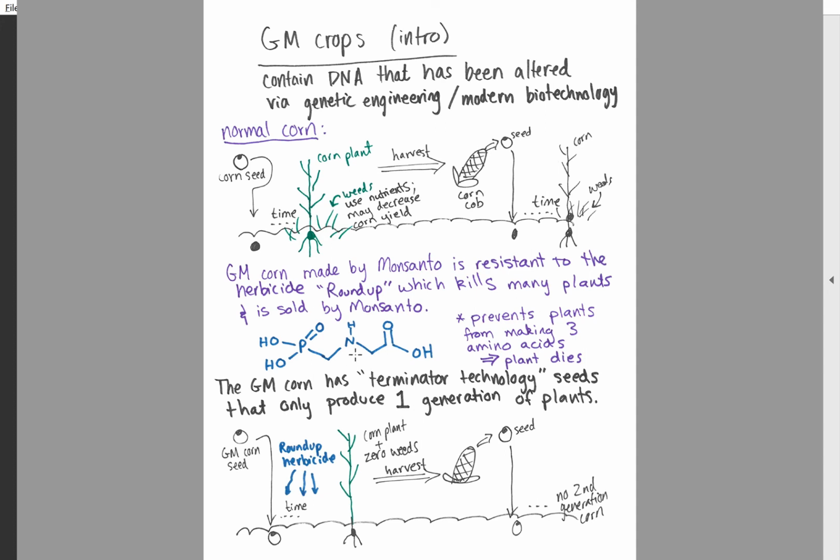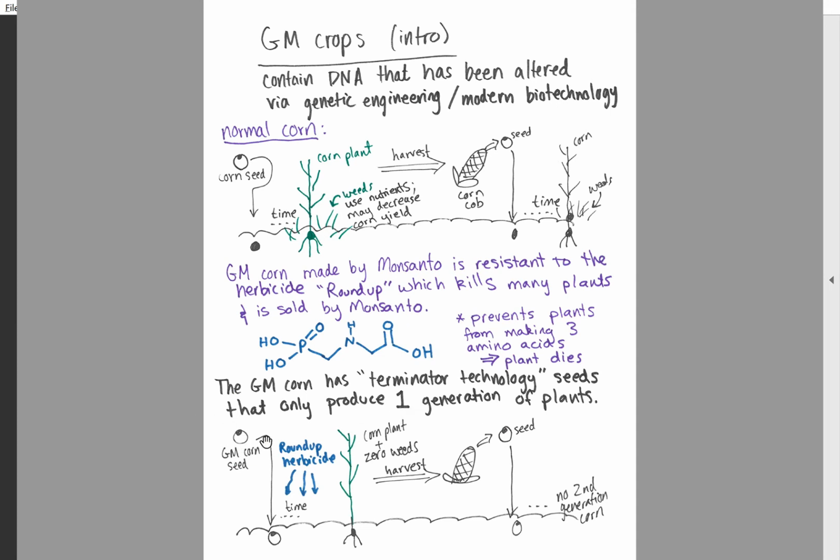But there's new GM corn that is resistant to that herbicide. So this chemical does not stop their enzyme from making amino acids. It has no effect on them. So if we use the GM corn, there's one other weird thing about it. That corn has, quote, Terminator technology seeds that only make one generation of plants.